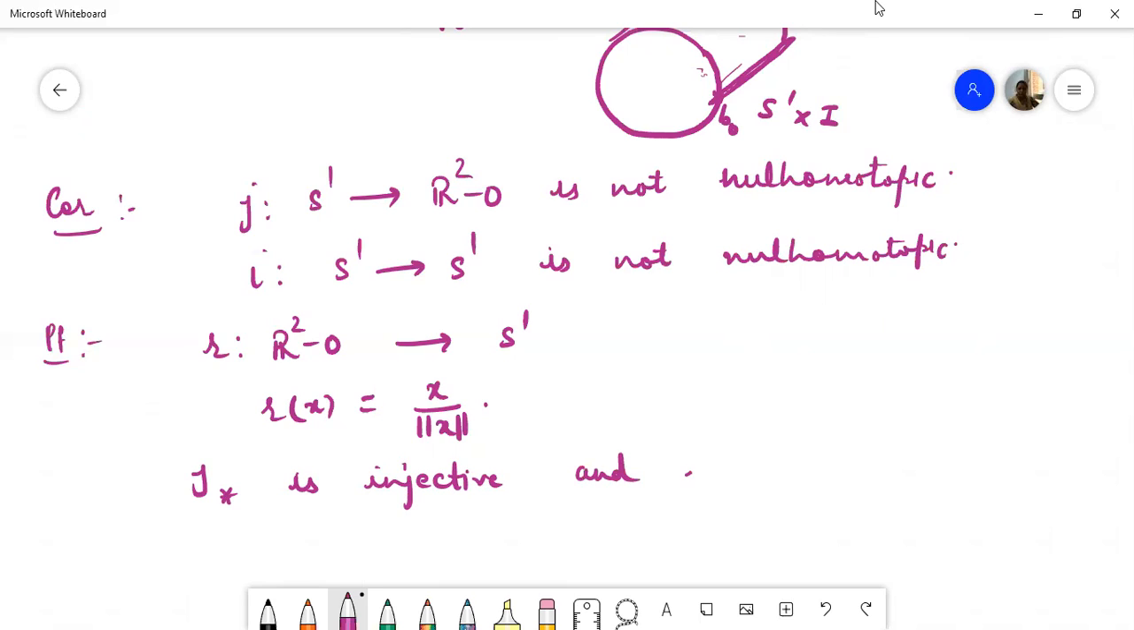So this is a non-trivial map, because we know the domain of j star is the fundamental group of the circle, and the fundamental group of the circle is a non-trivial group. So this is also a non-trivial mapping. So if j star is non-trivial, it means j is not null homotopic by the above theorem.